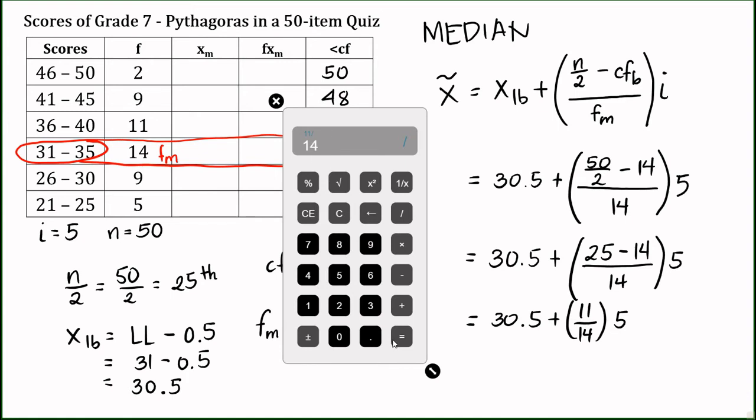11 divided by 14 equals, so as you can see, non-terminating po yung nakuha nating sagot. So, i-multiply na natin siya dito sa 5. Times 5. And then, after i-multiply sa 5, tsaka nyo po i-add sa 30.5. Plus 30.5. Then, equals, ayan, we have 34.42857, non-terminating pa rin. So, sabi ko nga, pag ganyan po ang sagot, ira-round off to the nearest hundreds.